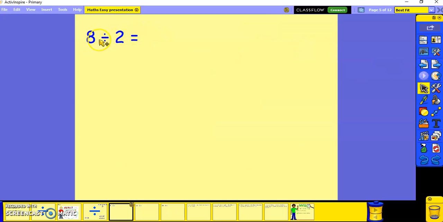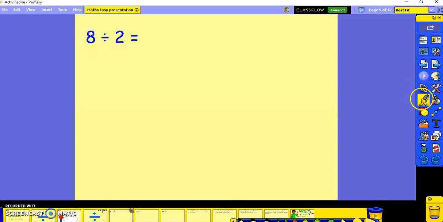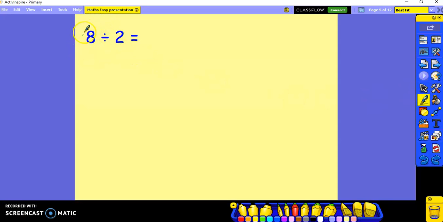So 8 divided by 2. So I'm going to have a go at this one. So 8 divided by 2. That means that I've got 8 somethings. They could be cakes, apples, sweets, pears, toys, anything that you like. And you're going to share them between 2. Now you might want to go and find 8 objects that you could share into 2 piles. So pause the video here.